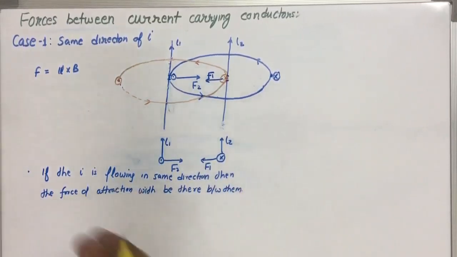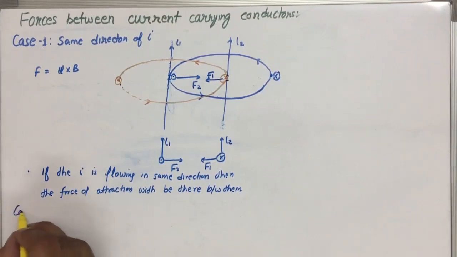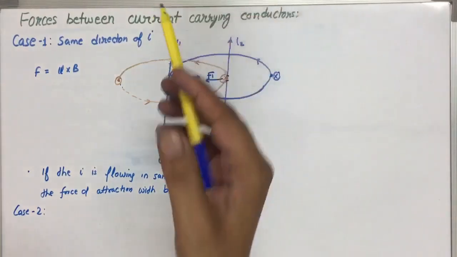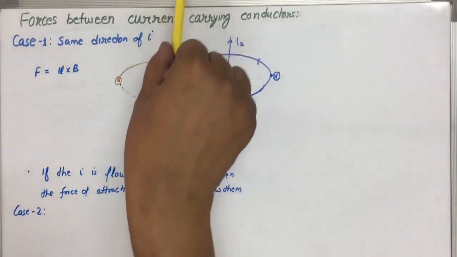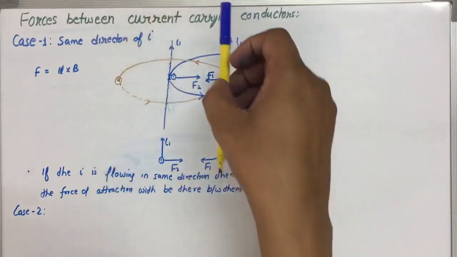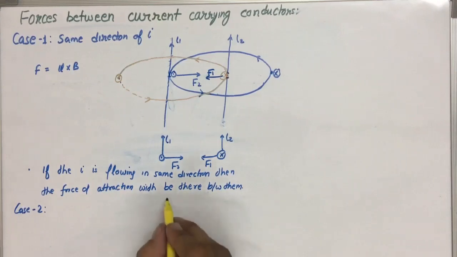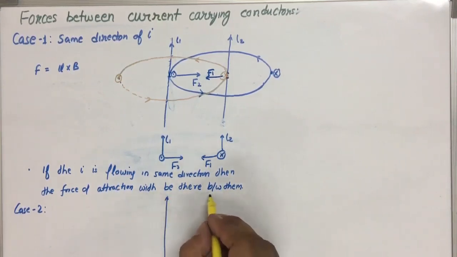Okay, they will attract each other. Hope you understand it now. Now consider case 2. In case 2, we will take the opposite direction. One current is flowing up in this direction, and in the other, current is flowing in this direction. Now for case 2, consider the conductors carrying current in opposite directions.